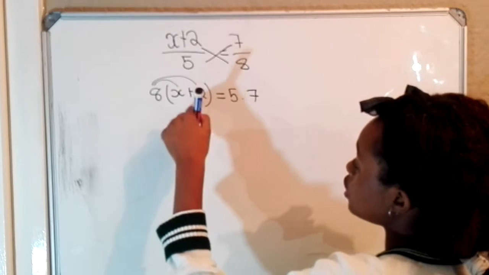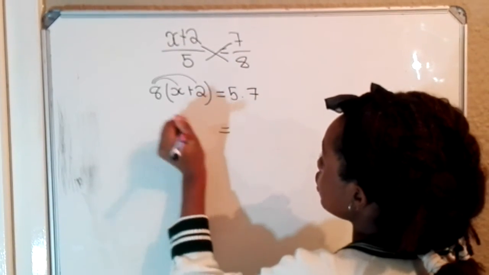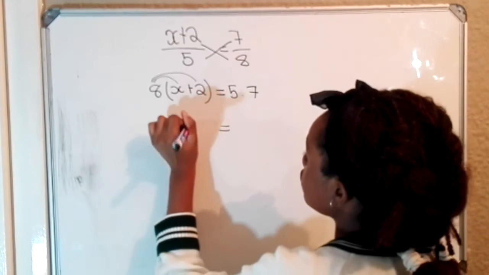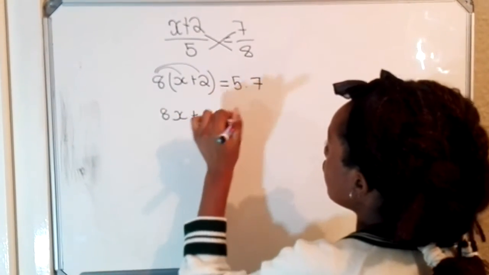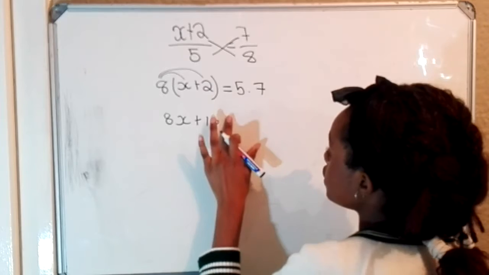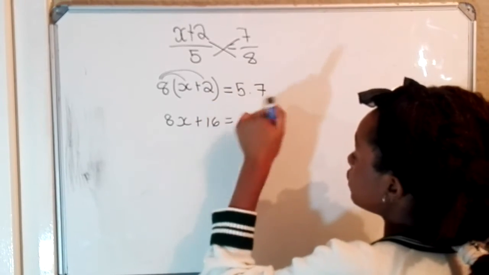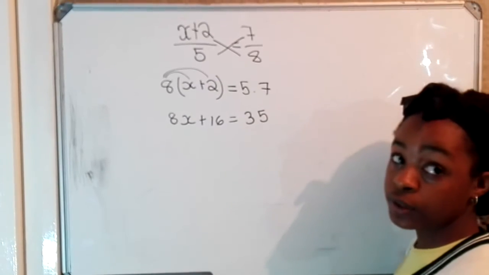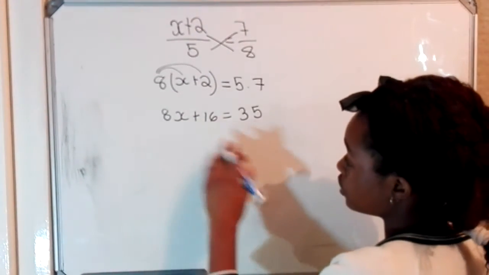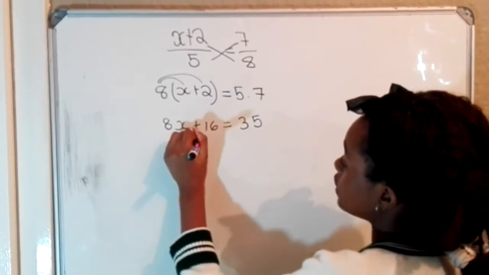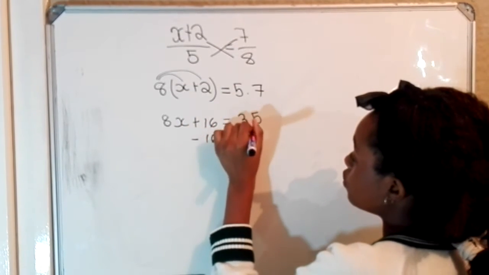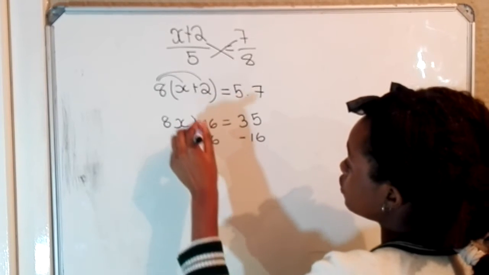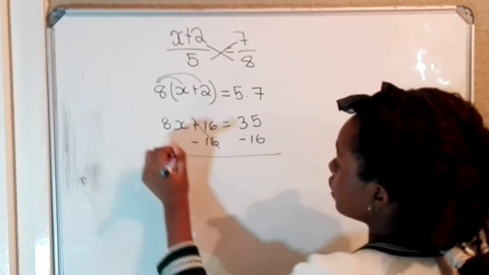Okay, so I'll distribute everything. I'll distribute 8 into the brackets. So 8 times x is 8x, 8 times 2 is plus 16. 5 times 7 gives me an answer of 35. Okay, so now we have an equation that we're familiar with, and we can go ahead and subtract 16 on both sides because we want x by itself, and the opposite of plus is minus. So the 16 will cancel. We can bring everything down.